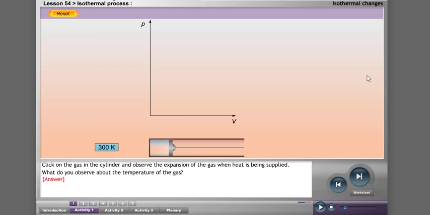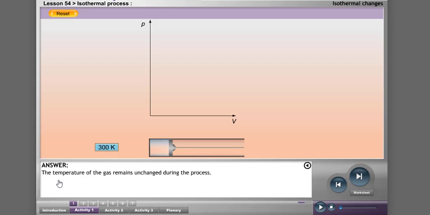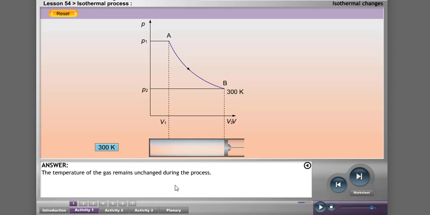Click on the gas in the cylinder and observe the expansion of the gas when heat is being supplied. What do you observe about the temperature of the gas? Answer: the temperature of the gas remains unchanged during the process. The gas is said to undergo an isothermal expansion. During an isothermal process, the temperature of the gas remains constant.